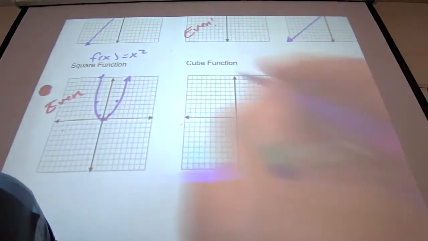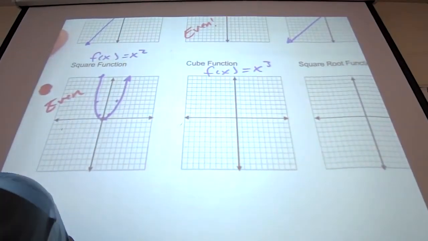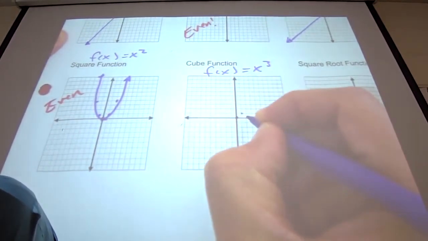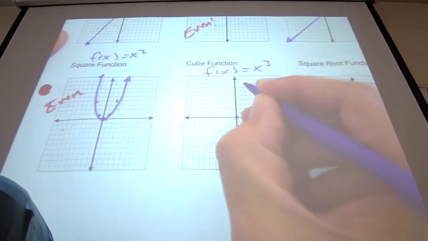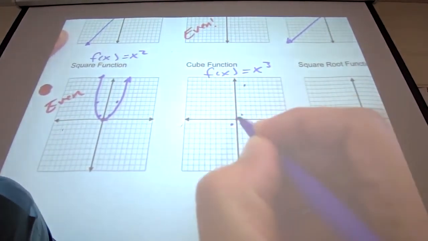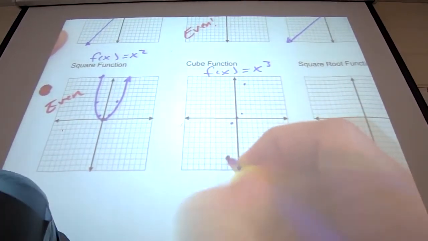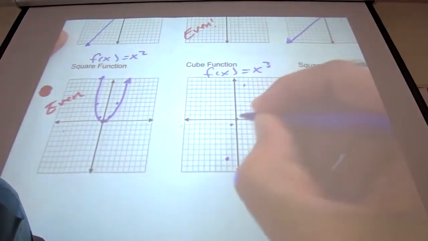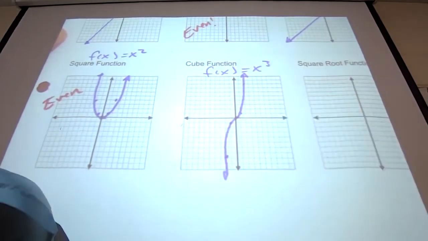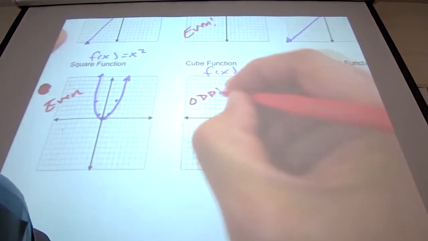The next one we have is the cubic function. That's f of x equals x to the third. If I plug in 0, I get 0. If I plug in 1, 1 cubed is 1. If I plug in 2, 2 cubed is 8, so I go 2 comma 8 right there. If I plug in negative 1, negative 1 cubed is negative 1. Negative 2 gives negative 8. And this is the little S curve we talked about. It looks like that. That one is definitely symmetric to the origin, so that is an odd function as well.